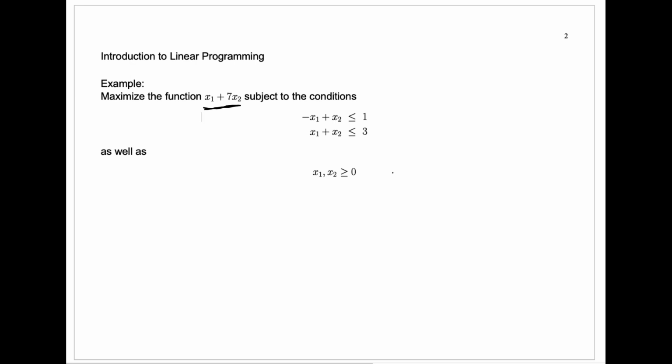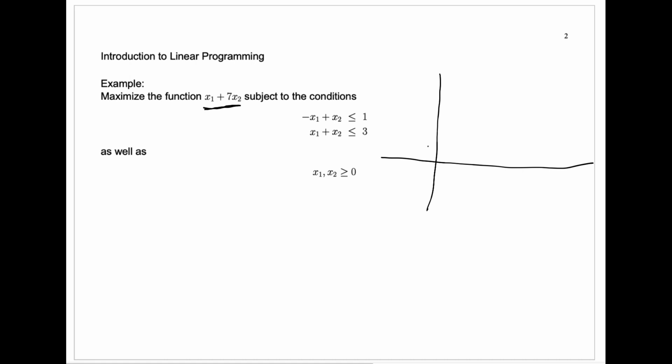Now, in this very simple case, when we have two variables, a simple objective function, and only two constraints, it's very easy to tell what's going on just by graphing everything. So let's do that. Our normalizing condition here, that x1 and x2 are greater than or equal to 0, says everything will take place up here in quadrant 1.